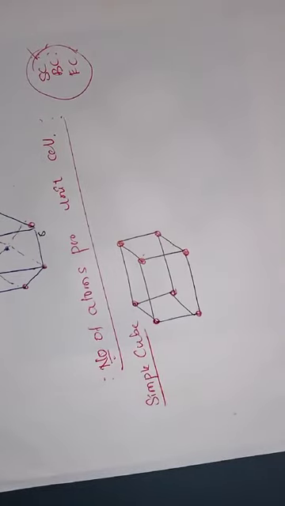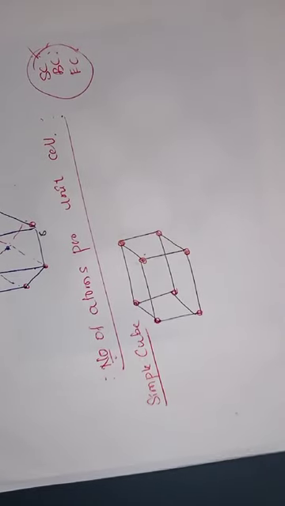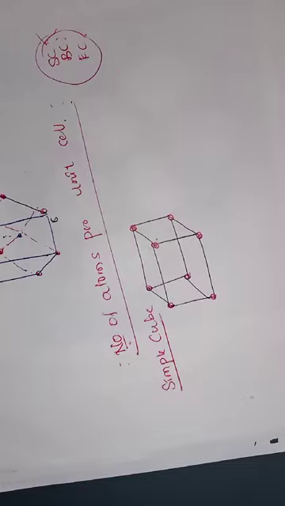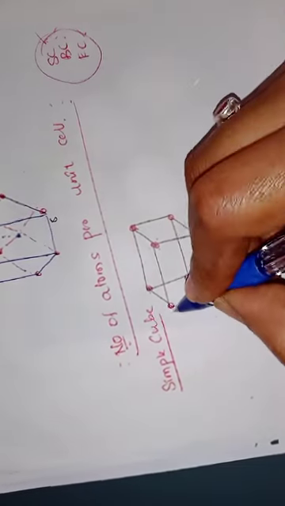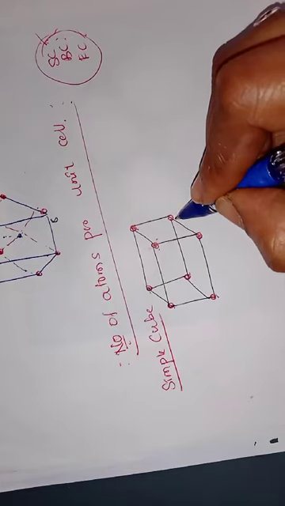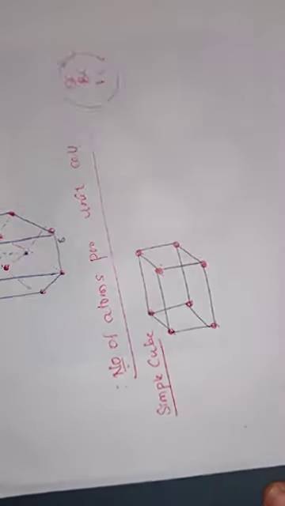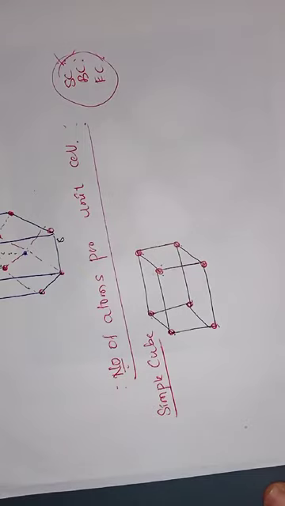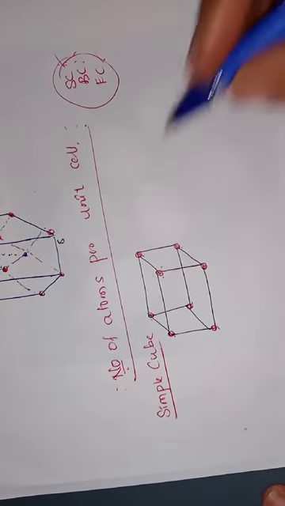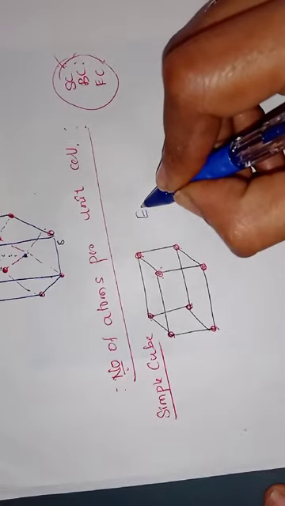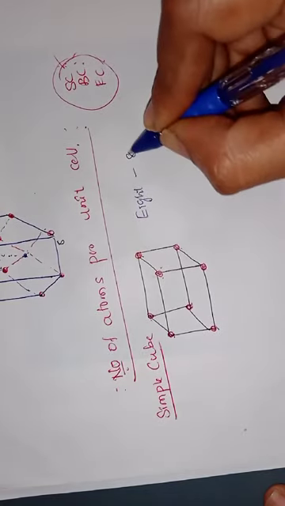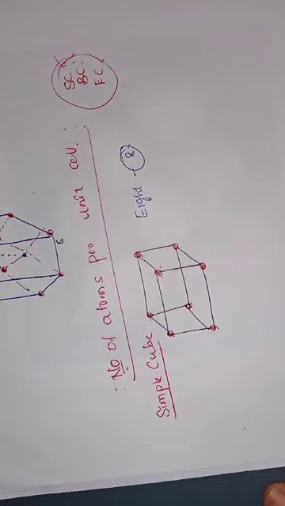In the unit cell, it is a cube which has the atoms or molecules at the corner. Here the atoms are at the corner of the unit cell. So how many atoms are there here? There are 8 atoms, or 8 molecules. You can consider atoms or molecules at the corner of this cube.